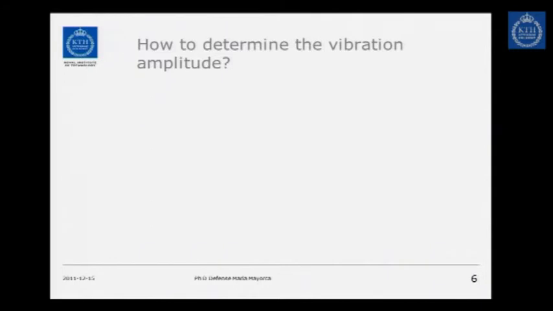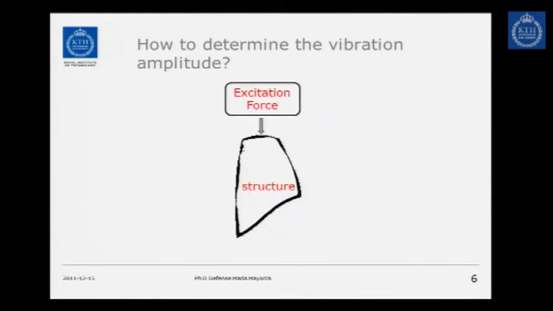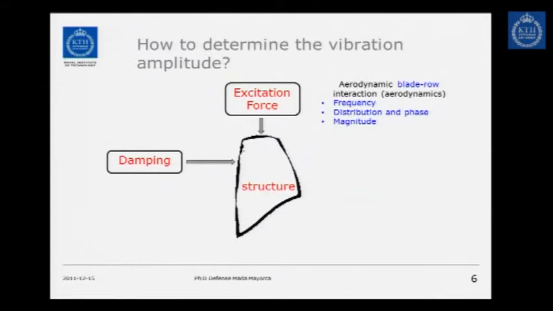So vibration. How do we determine the vibration amplitude now? This can be very briefly simplified in that we have a structure. This is the blade. We have an excitation force, which is causing a cyclic force on the structure. And we have a damping, which is counteracting the effect of the forcing. So the excitation force can come from blade row interaction, as I mentioned, and we need to know the frequency of the excitation, the distribution of this excitation on the blade, and its phase, and of course its magnitude.